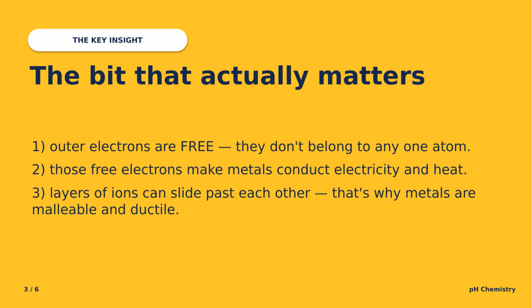Three things. 1. Outer electrons are free. They don't belong to any one atom. 2. Those free electrons make metals conduct electricity and heat. 3. Layers of ions can slide past each other. That's why metals are malleable and ductile.